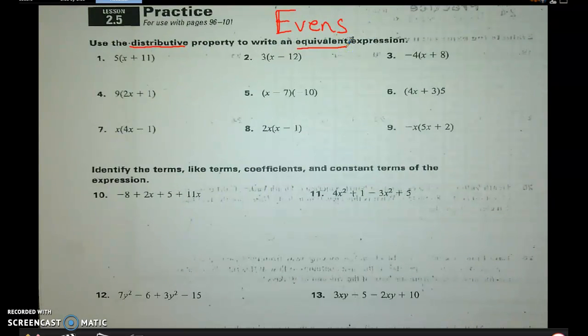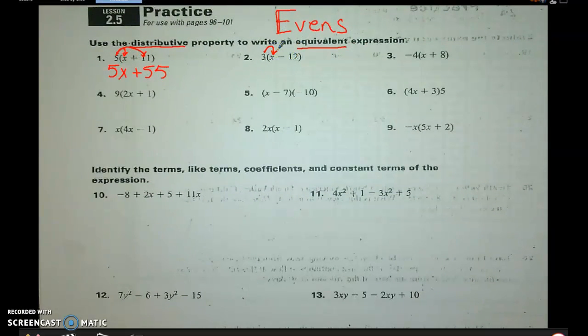So looking at number 1, I need to distribute my 5, and I need to hand that out to each term. So I do 5 times x. 5 times x would give me 5x. Then 5 times 11 would give me 55. I'm going to put my plus sign in the middle, and that would be my answer, 5x plus 55. Okay. Number 2, you're going to be doing on your own, but remember you're going to distribute.